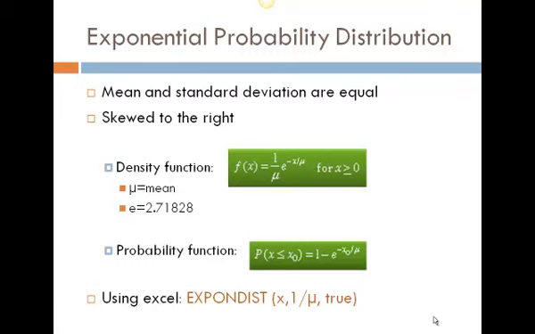And this is telling you that your probability is equal to the reciprocal of mu times e to the negative x over mu, for all positive x because your probability must be positive. And then your probability function is going to be solved for 1 minus e to the negative x divided by mu. You can also use Excel EXPONDIST(x, 1 over mu, true). If you do this in Excel, it gives the probability that x is less than or equal to something.